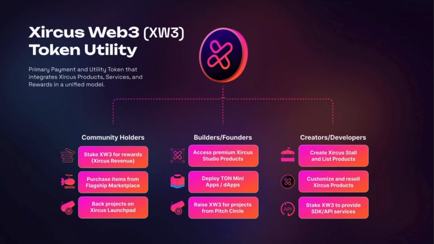Let's go to section 2 in this case, which is the builders and the founders. So the builders and the founders are the visionaries who create projects and businesses built on top, together with Circus. And these are the entrepreneurs and teams launching decentralized applications, or dApps, and other Web3 initiatives. So we've designed XW3 to be the utility token that empowers their journey, providing them with the tools and resources they need to succeed.